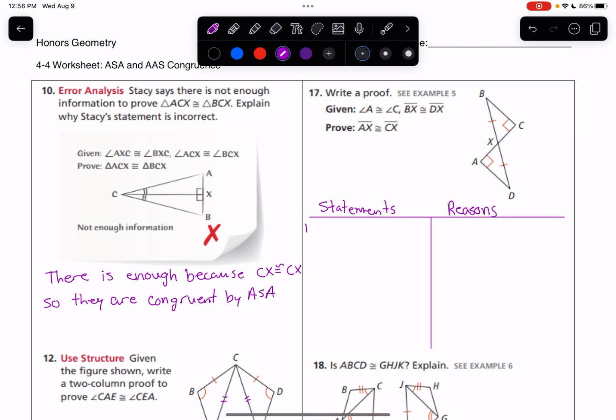and our given information is given to us. We have angle A congruent to angle C, and BX is congruent to DX. Those are given. But based on the diagram, we also know that there's a pair of vertical angles in here. We also know that angle CXB is congruent to angle AXD because they're vertical angles. So for number 2, angle CXB is congruent to angle AXD, and that's because of vertical angles.